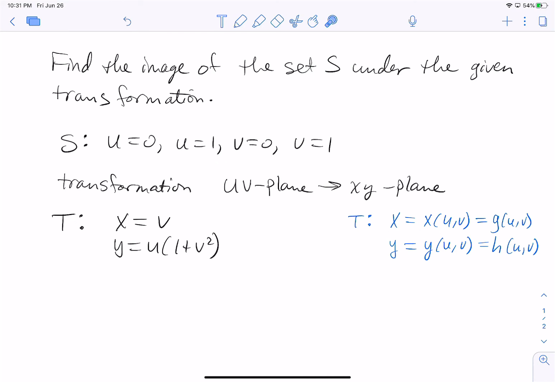Right now what we're going to do is see what happens to the boundaries u equals 0, u equals 1, v equals 0, and v equals 1 under the transformation that was given, which is x equals v and y equals u times 1 plus v squared.